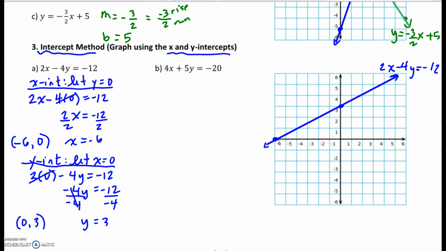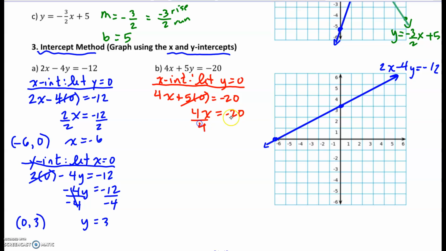Okay, so my next equation is 4x plus 5y equals negative 20. So we'll start by finding our x-intercept. Make sure you're writing these titles. We'll let y equal 0. So that'll be 4x plus 5 times 0 equals negative 20. 5 times 0 would go to 0. I'm left with 4x equals negative 20. Divide both sides by 4. X equals negative 5. So we can write that as an ordered pair. Negative 5, 0.